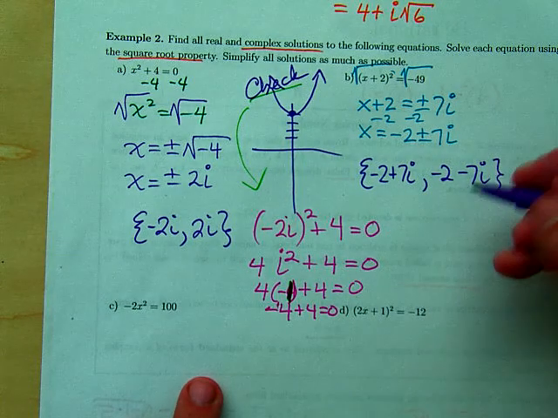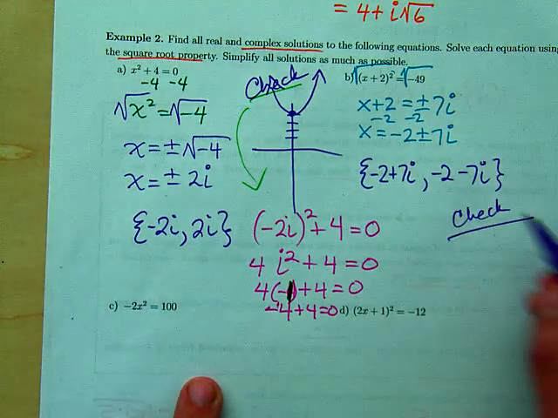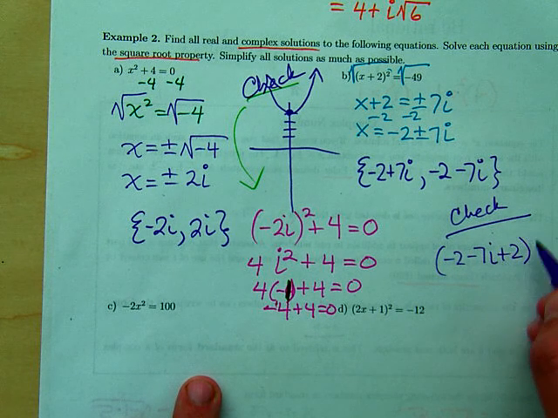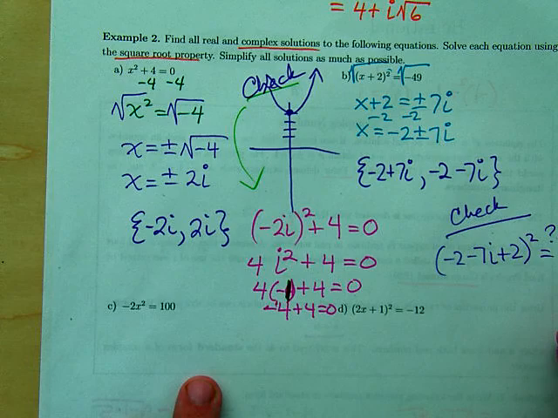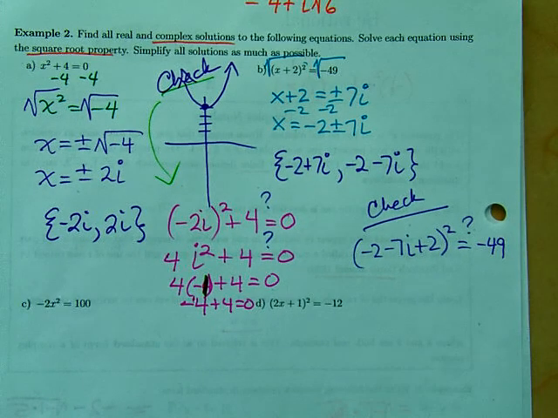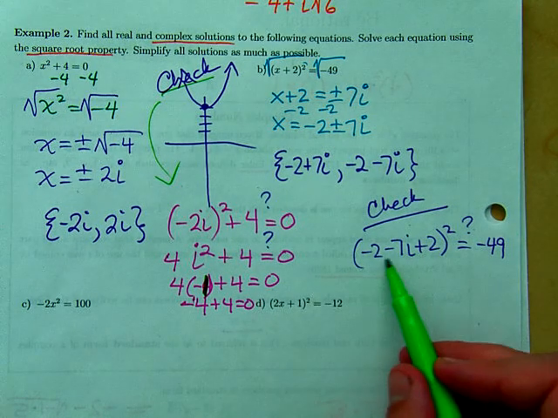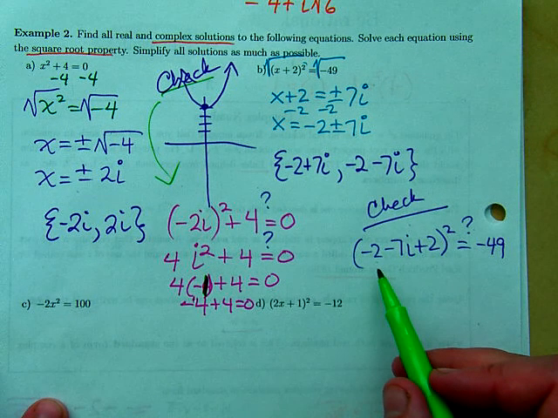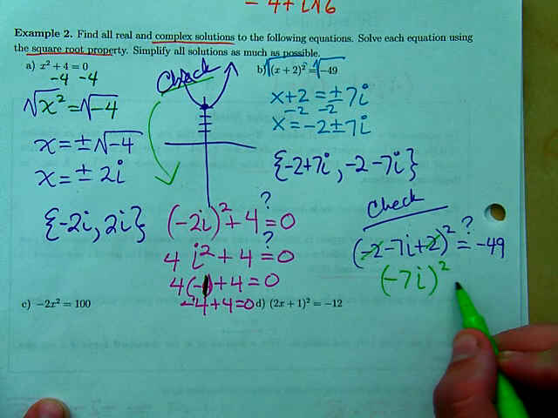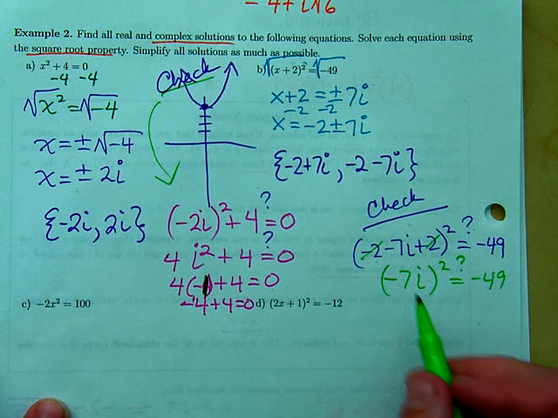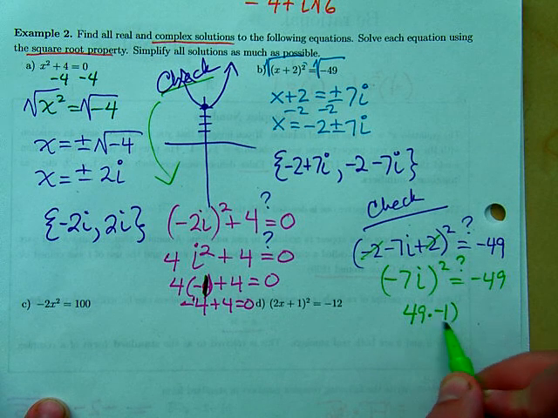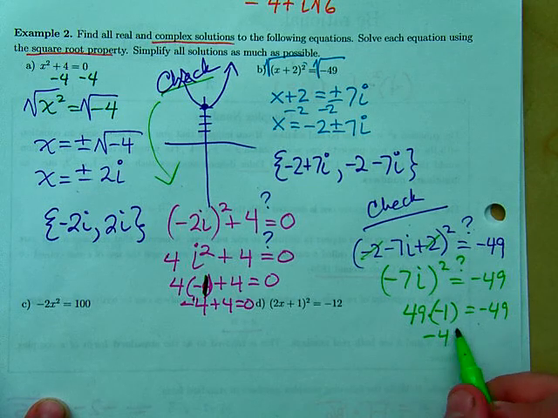For the checking, if we want to do the check, let's check just one of them. I'll check the negative one here. So if we plug that in, negative 2 minus 7i plus 2 squared, is it equal to negative 49? I forgot to put question marks here. Okay, we want to simplify inside the square first, right? If we're just checking here, so what would this simplify to? Is it negative? Yeah, negative 7i squared equals negative 49. And if I square this, I'm going to get, yep, 49 times negative 1 equals negative 49. So that's negative 49 equals negative 49.